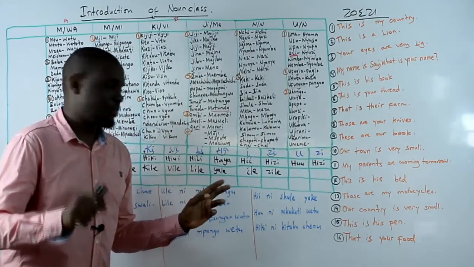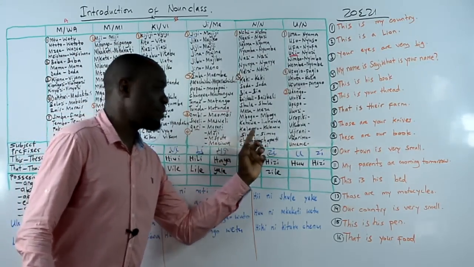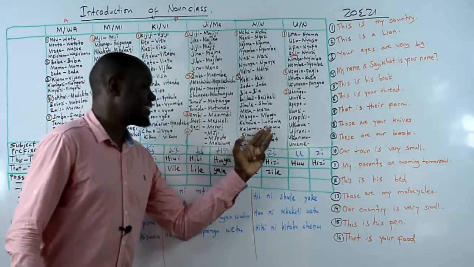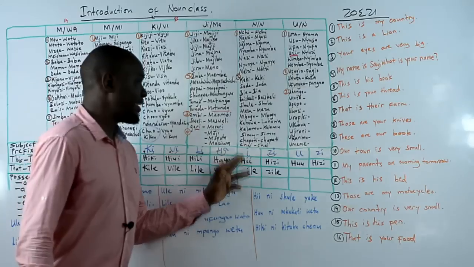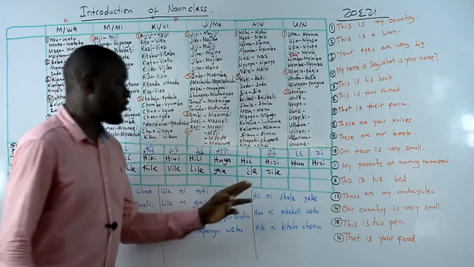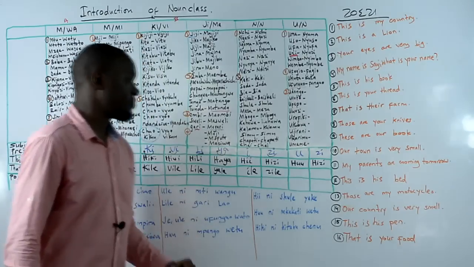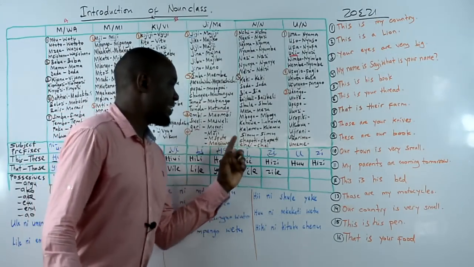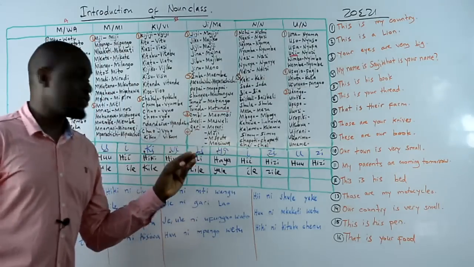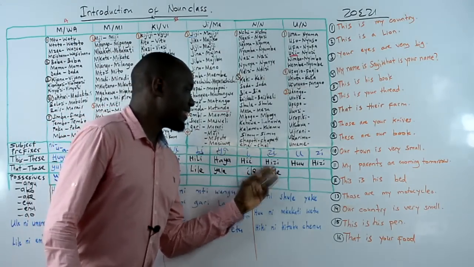That is the pen. Will be ile ni kalamu. Those are pens. Zile ni kalamu. That is a coffee. Ile ni kahawa. Those are coffees. Zile ni kahawa. How do you say that is a cell phone? Ile ni simu. Those are cell phones. Zile ni simu.